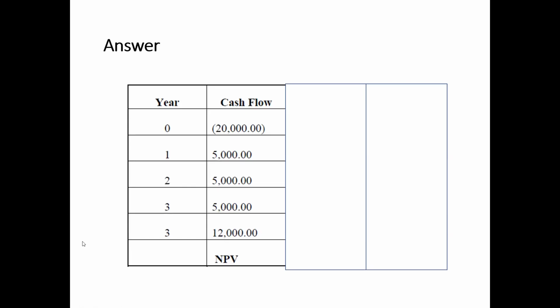Now let's put them in a table. In the table, from year 0 to 3, we are going to put the years. Then we are going to put the cash flows. We know that in the initial period, the initial outlay is 20,000. Then for 3 years, 5,000. And finally, in the third year, an additional 12,000 will be there. If you want, you can add them together and put 17,000 in year 3 as well.